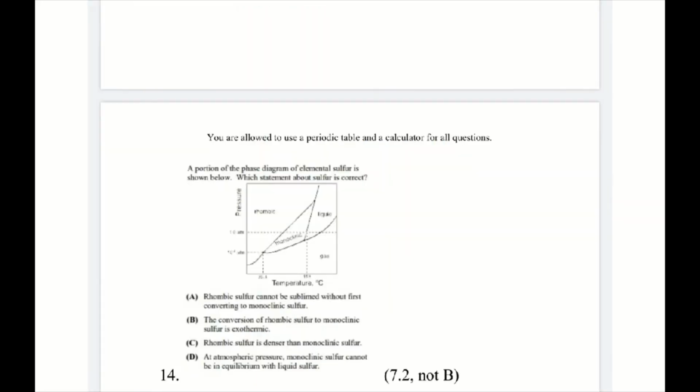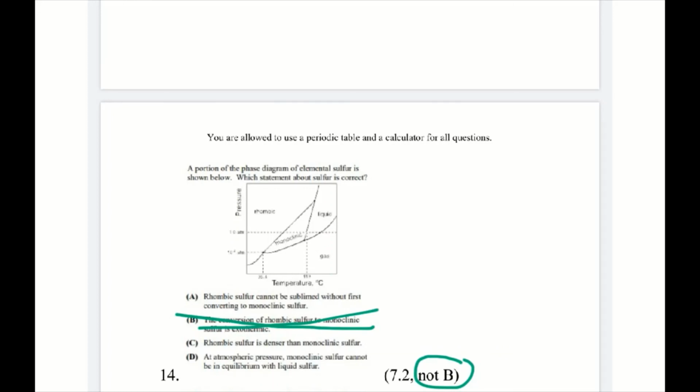Number 14, a portion of the phase diagram of elemental sulfur is shown below. Which statement about sulfur is correct? Because we didn't learn much about exothermic and endothermic reactions in relation to equilibrium, we will not consider B as one of our answers. So it's either A, C, or D.